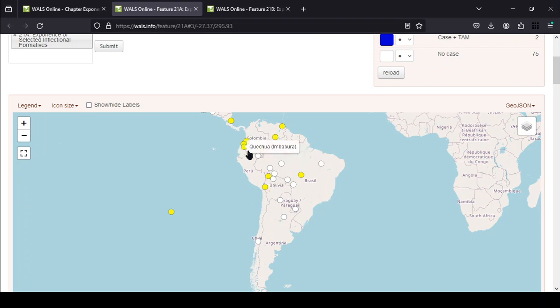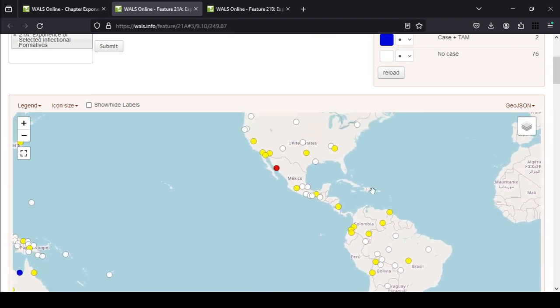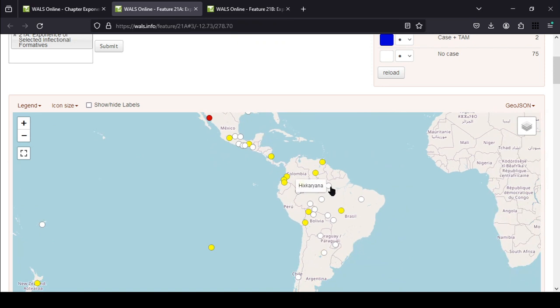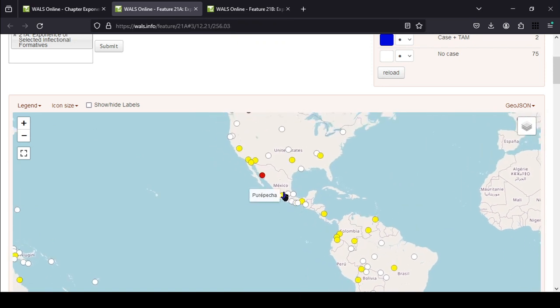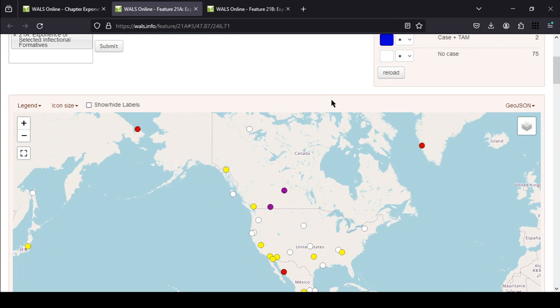There's a lot of white spots, but it gets yellow as we approach Central America and right over Peru. So it kind of makes a line dividing it. But in Central America itself, like in Mexico, I guess, it's mostly no case. So no case, and then case, and then kind of a mix, and then a lot of cases in California. No case here. And then we've got some purples.